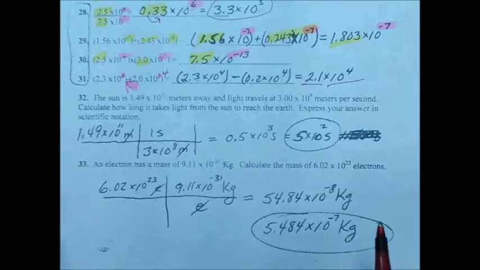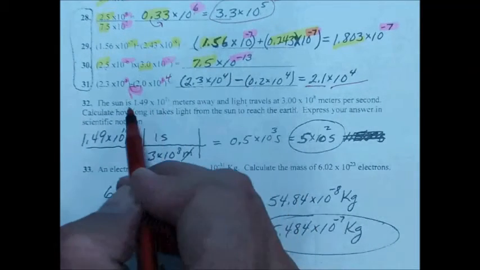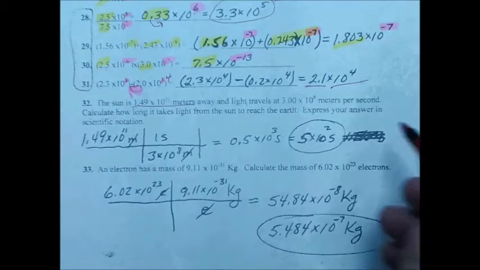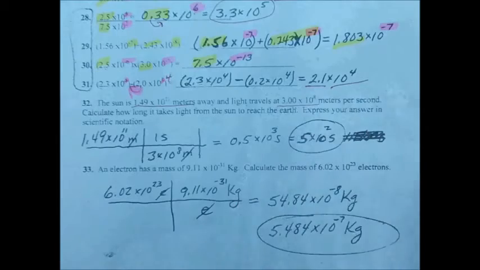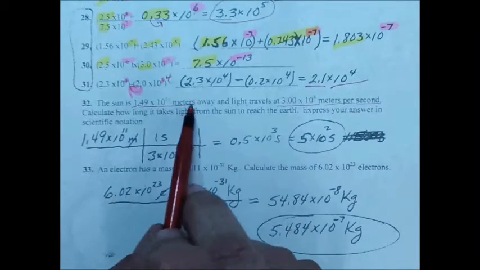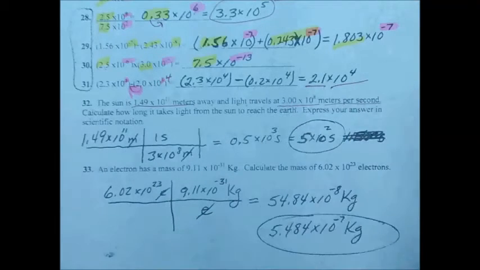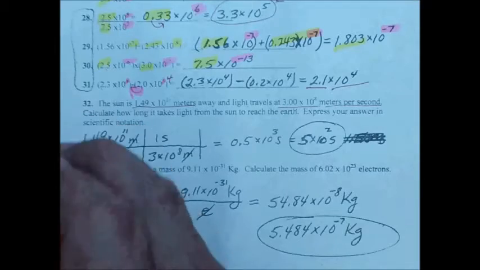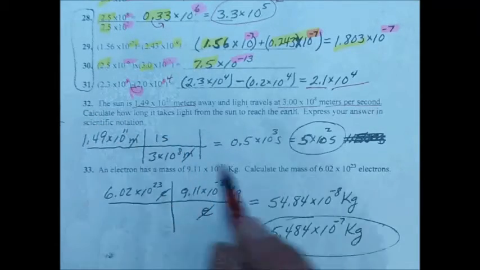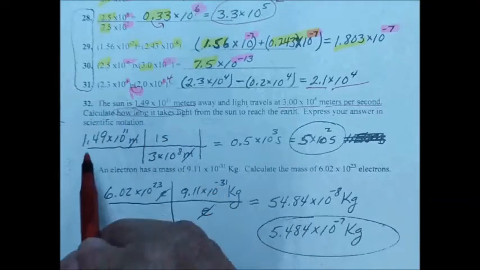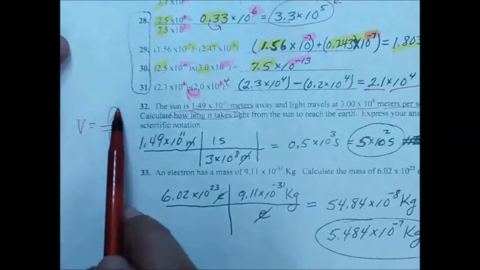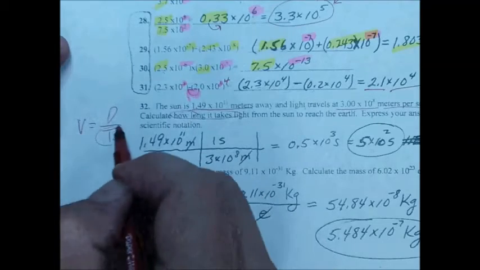Here we're going to work some math problems. The sun is 1.49 times 10 to the 11th meters away, and light travels at 3.00 times 10 to the 8th meters per second. So we have here a distance and we have here a speed or a velocity. Velocity, speed, is equal to distance divided by time, but they're asking how long does it take. So we need the time number here. Velocity is distance over time. This is what we're looking for.